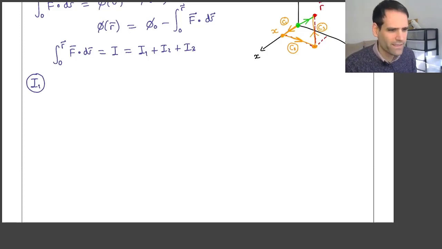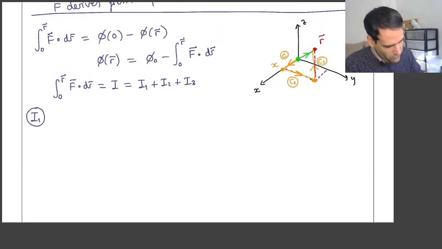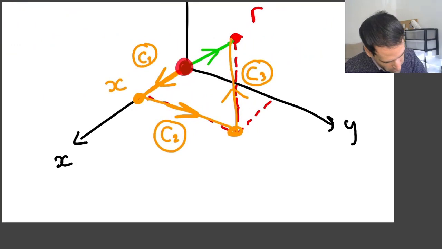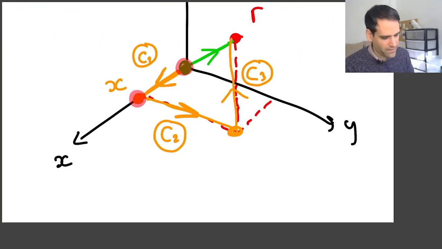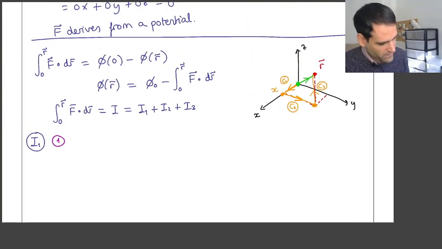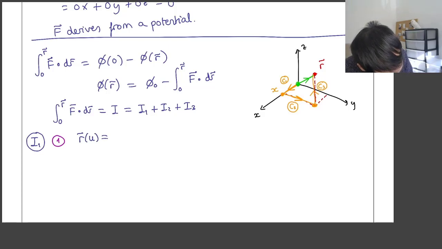Let's parameterize this curve. This is very easy because we have a curve that goes from the origin to a point x0, 0. So the first step is to parameterize the curve, and since we are moving along the x-axis, I'm going to use a parameter which represents the x variable. So our curve r of u is simply equal to u, 0, 0, where u is going to change between 0 and our value x.